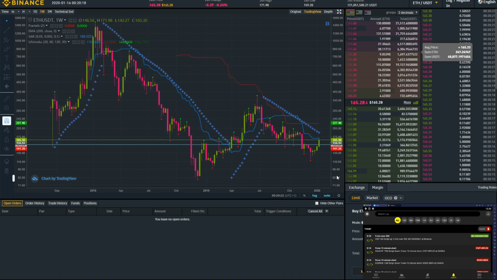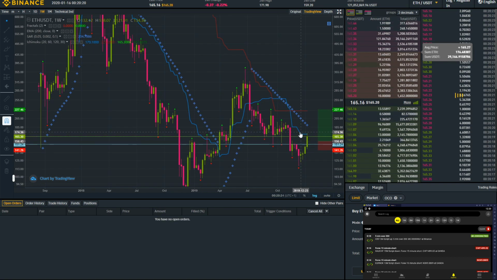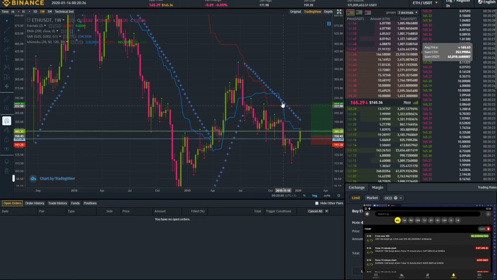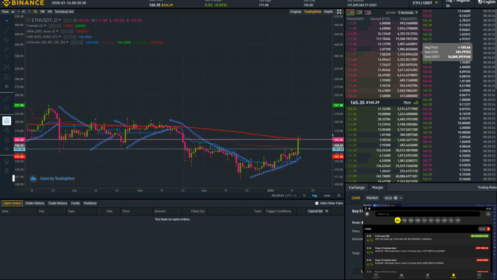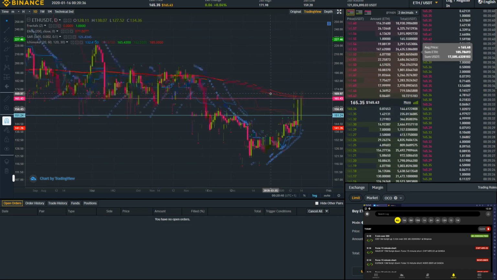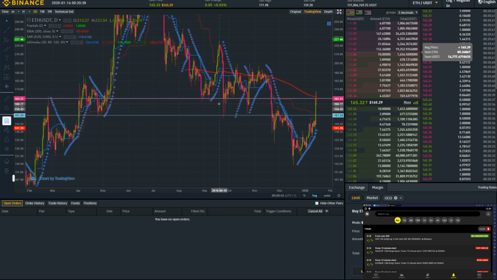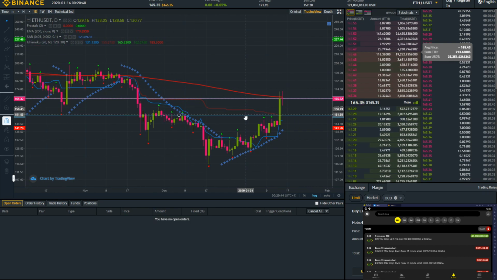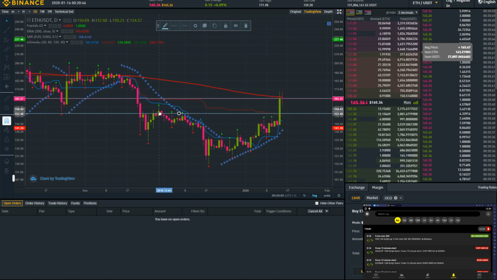So ETH is currently testing the Kijun line. This blue line, you have a bearish on the weekly, daily, retesting the 200 EMA. And if you want to buy this, you want this support to hold.